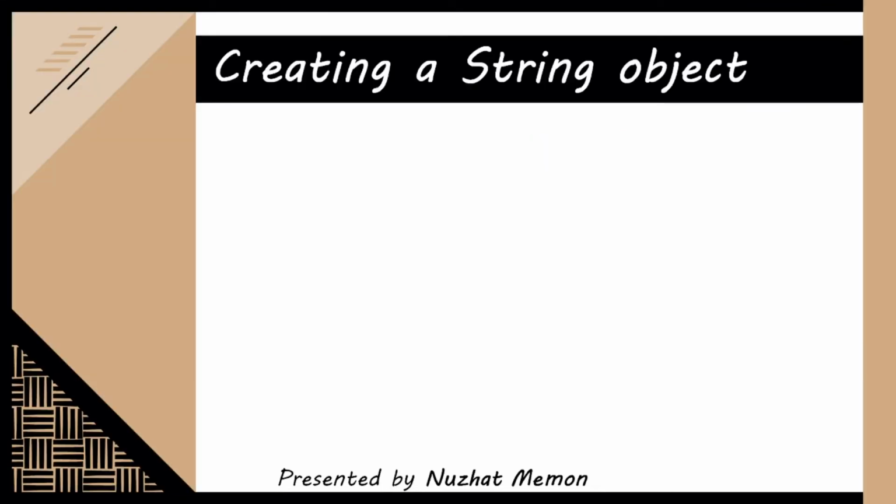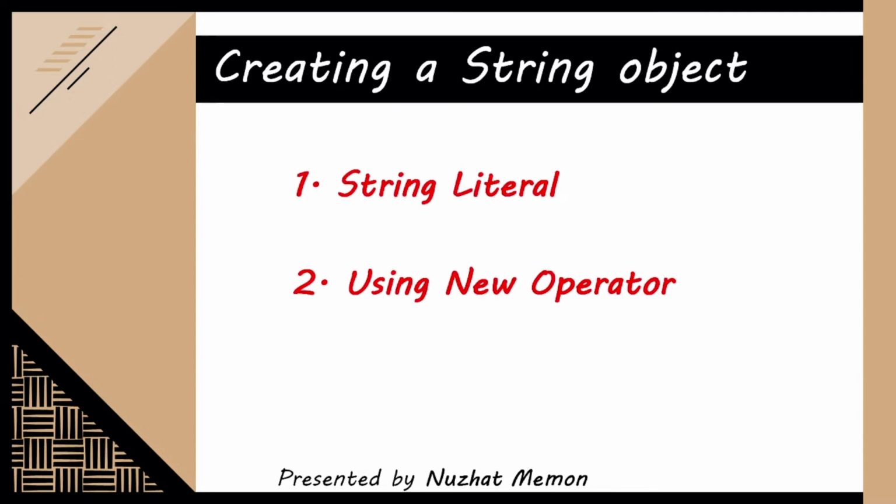Now we will see how to create a string object. We have two methods to create a string object. The first one is string literal, the second one is using the new operator. This string literal term may be new to you, but we are quite familiar with the new operator from chapter number 8. We have done this before also. Here I will explain how to create a string object using the new operator, in the context of string also.